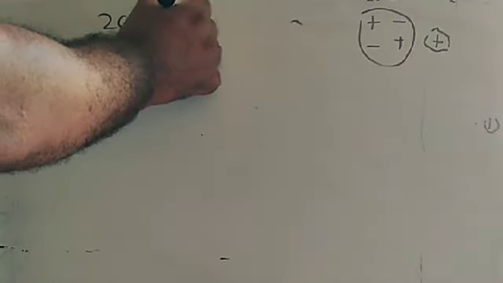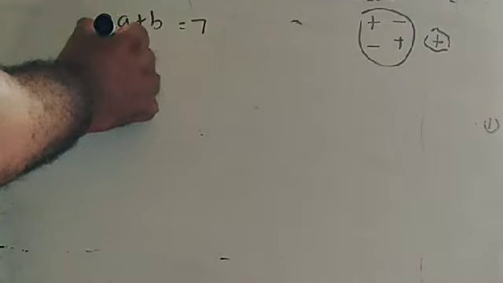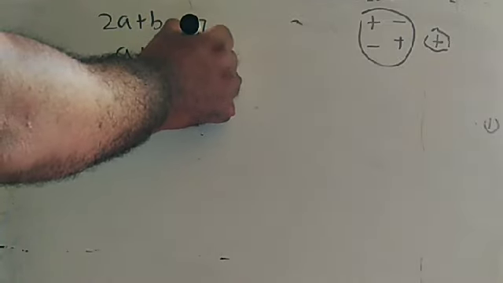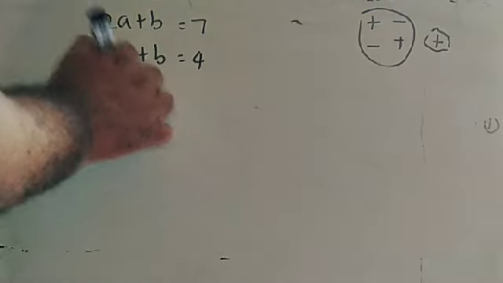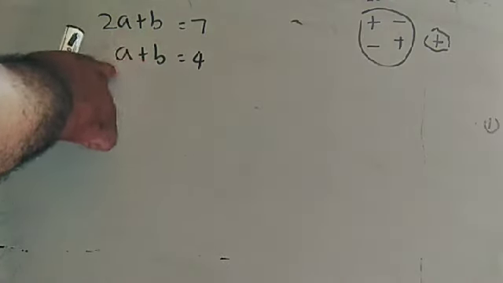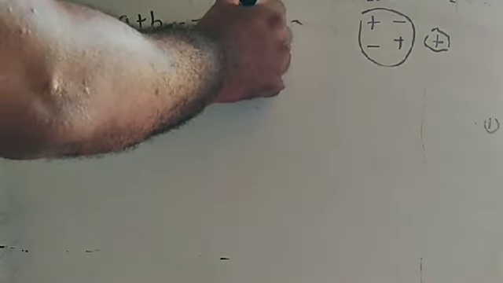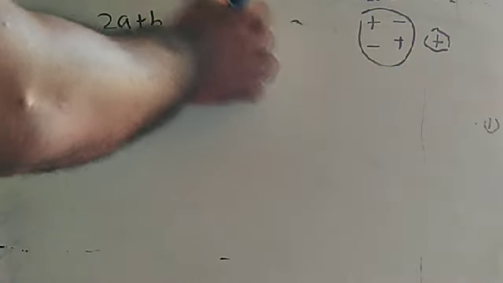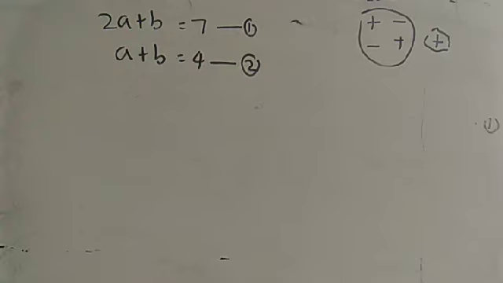2a plus b is equal to 7. A plus b is equal to 4. Simplify. Now there are two unknown terms, a and b. This is the first equation. This is the second equation.